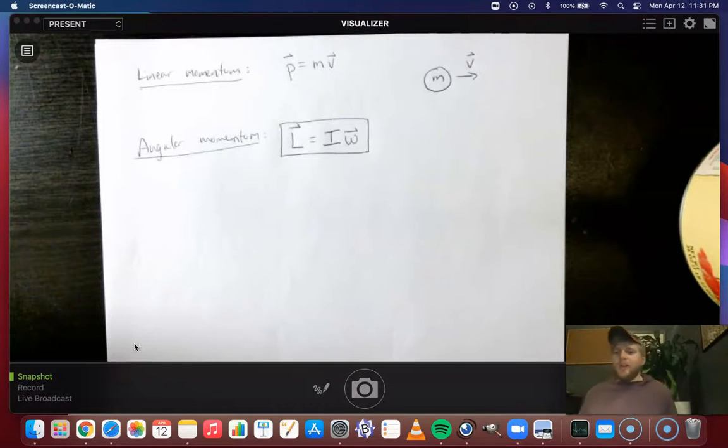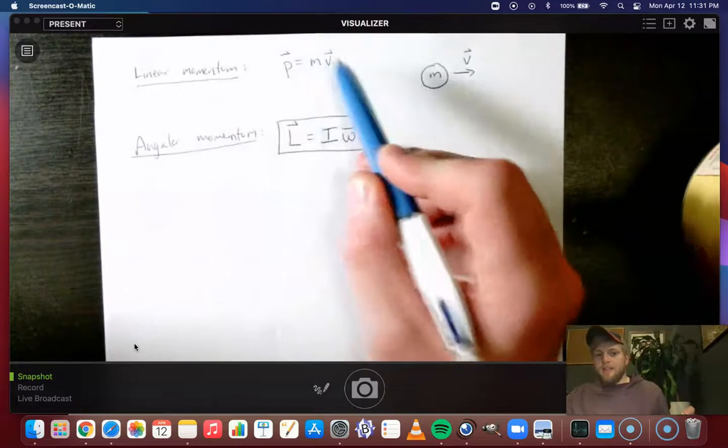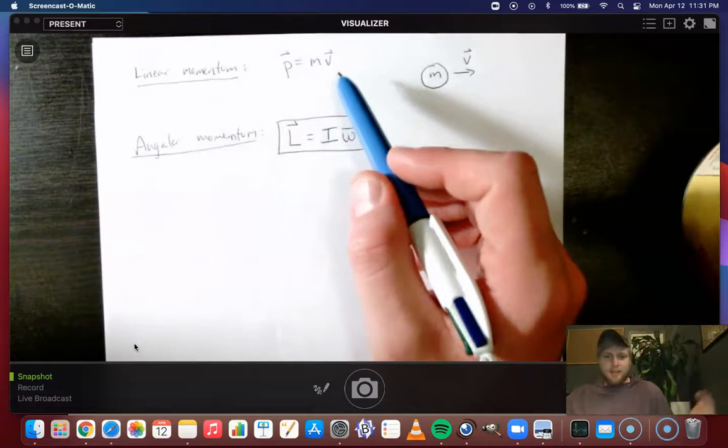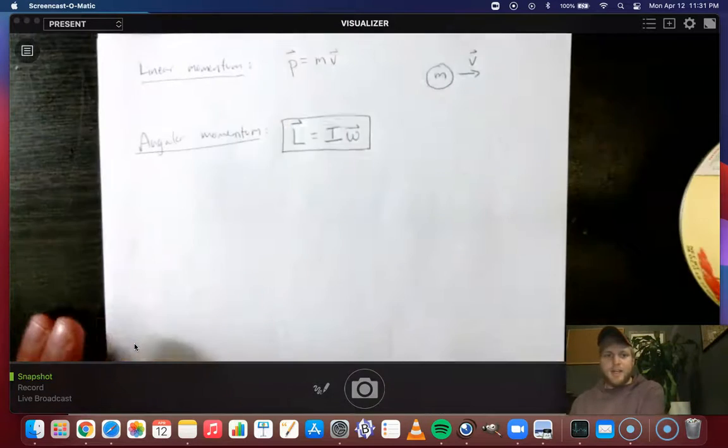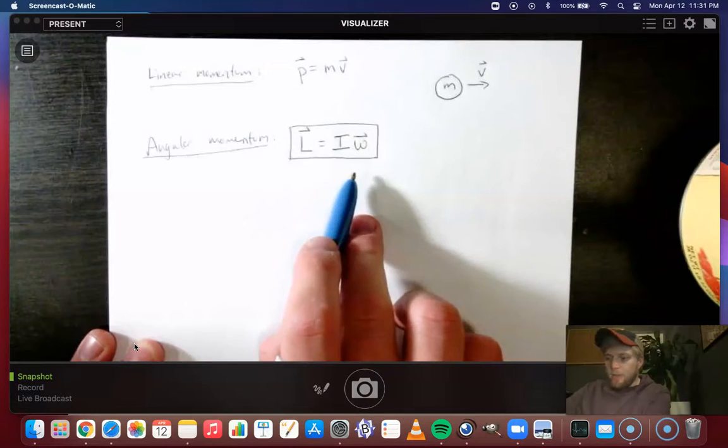So for example, you could have something very small moving very quickly, like a bullet as an example, or you could have something very large with big mass moving slowly, like a big truck or an elephant, and that would have a lot of momentum. So what does it mean to have angular momentum?